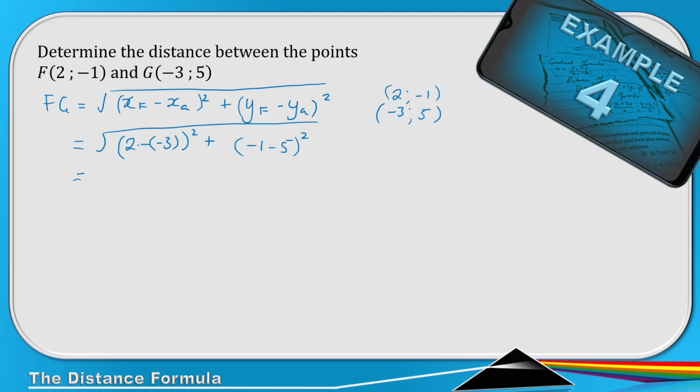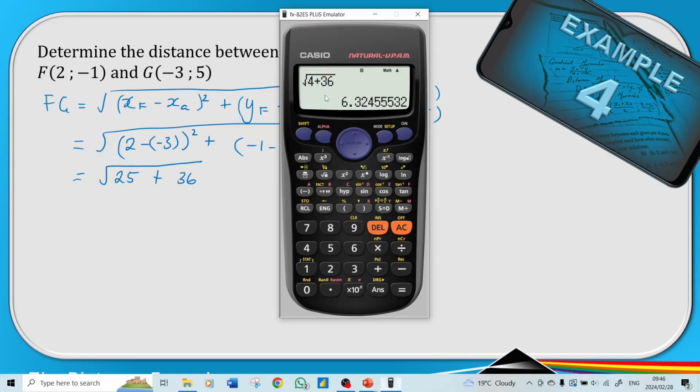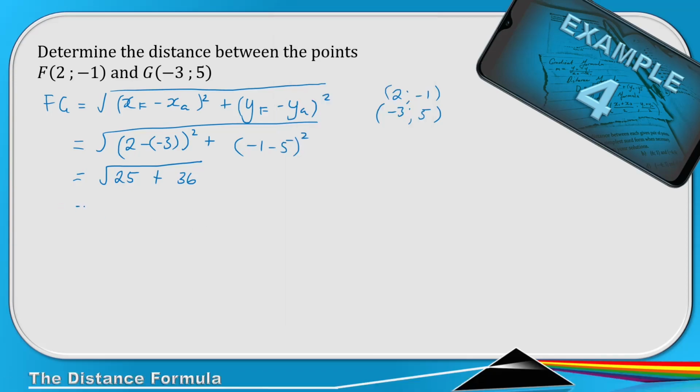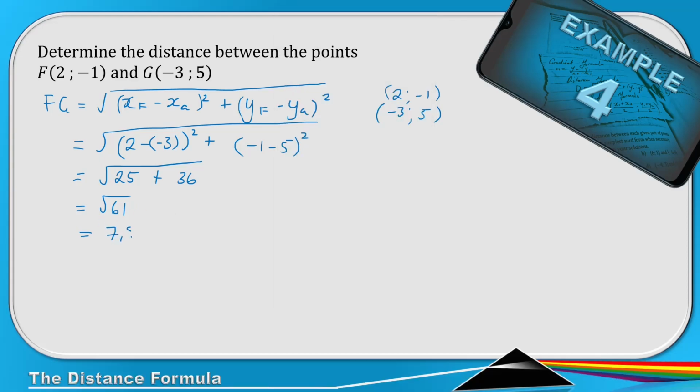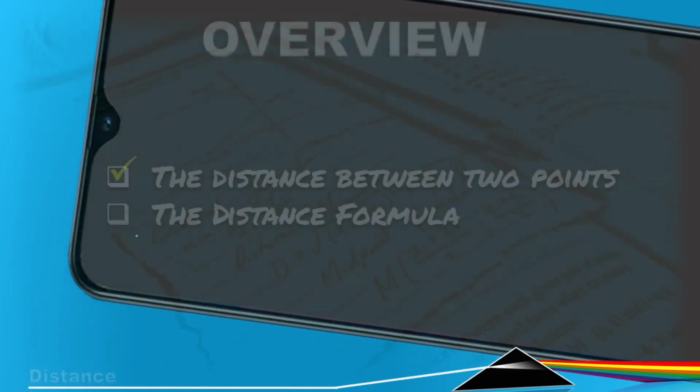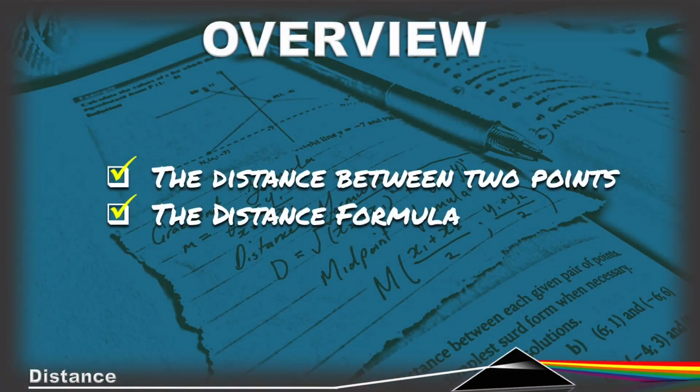And then we simplify. 2 plus 3 is 5, and 5 squared is 25. And negative 1 minus another 5 is negative 6, so this is 36. The square root of that, and then we have 25 plus 36, which is the square root of 61. And then just to put it in 2 decimal places, we've got 7,81. And then we're done. So this was the distance formula, and then we're done with this lesson.